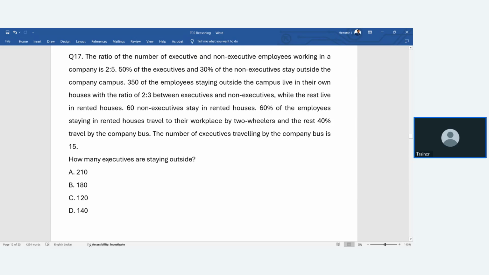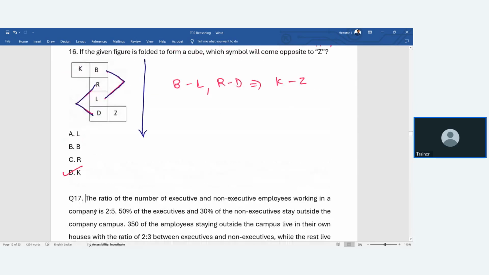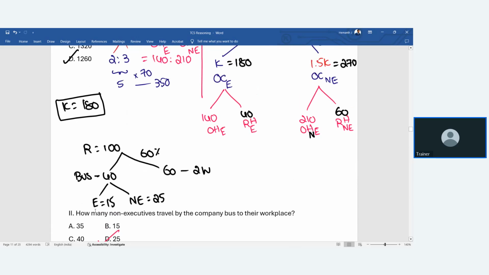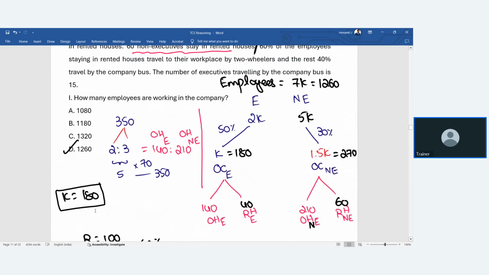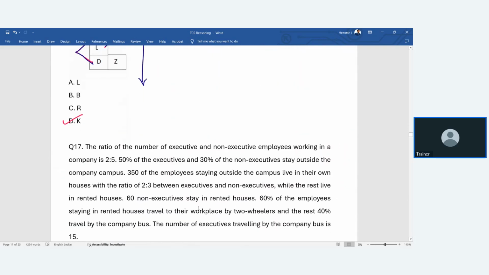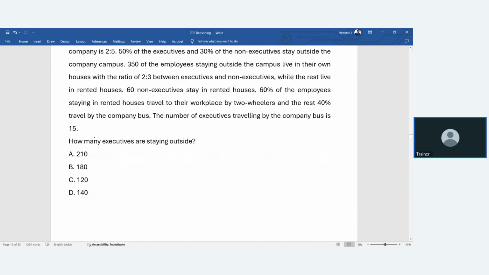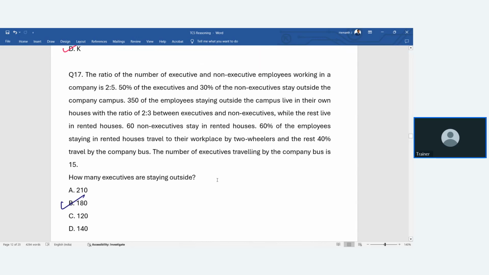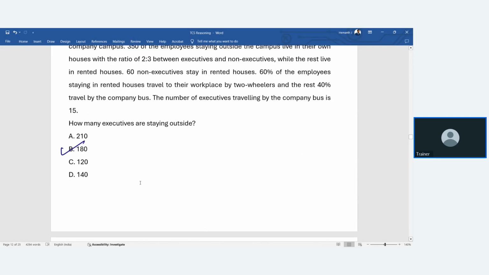Now, same question, how many executives are staying outside? The same data. 180 plus 270, 450 are staying outside, right? OC means outside the campus. Executive 180, non-executive 270. Question is regarding how many executives? 180. Same question, same data. Once you crack that, big one, we can have multiple questions related to that. We have three questions so far related to the same data, 180 are outside.